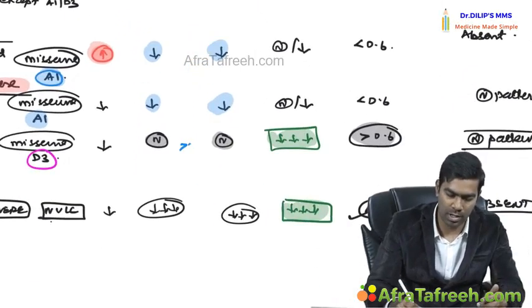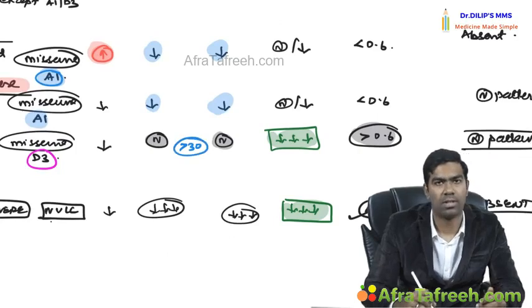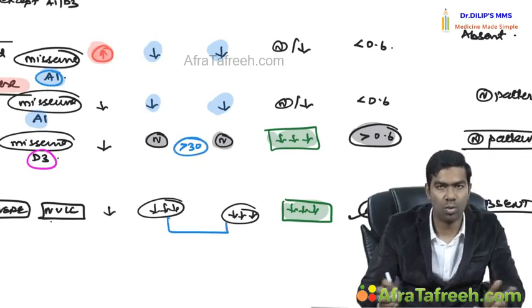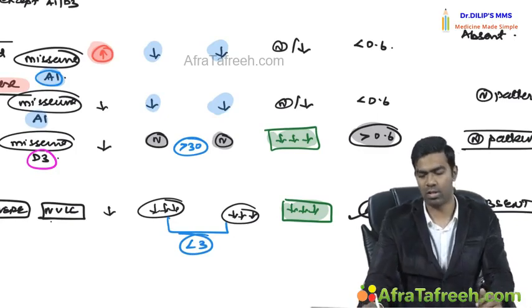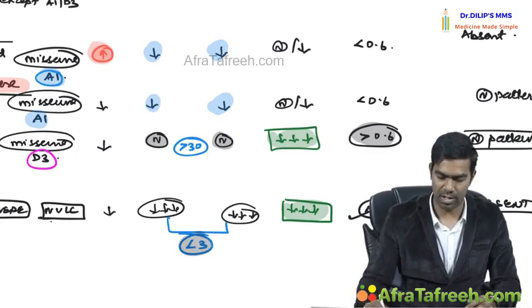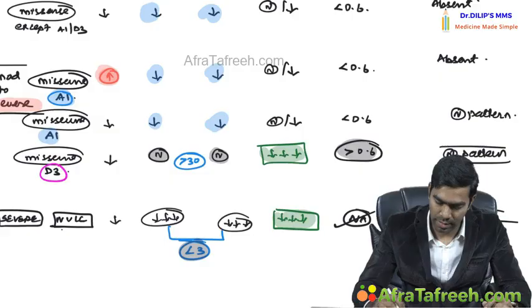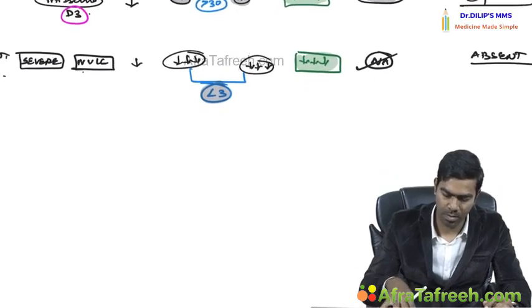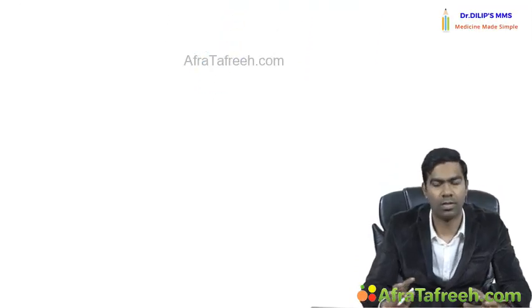But here it will be more than 30. Definitely it is normal. But here it will be so low that it will be less than 3. It will not be even less than 30. There is no point. It means complete absence. Here it is at less than 3 in fact. It's so low. Clear?